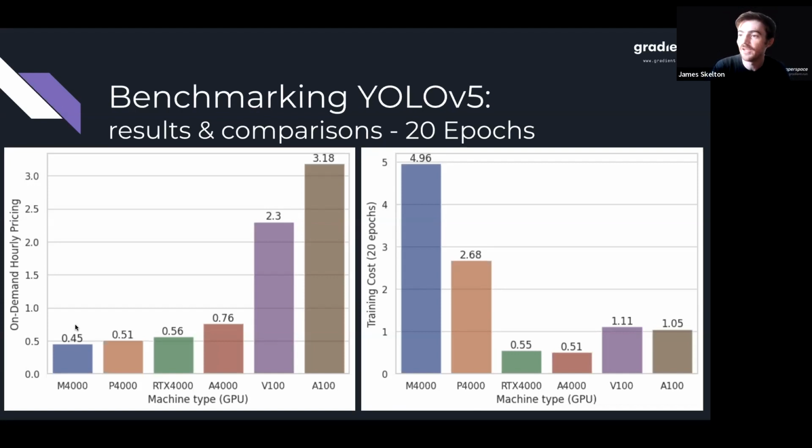As we can see, we can start to infer a bit of a story here from this data. The oldest generations of GPUs, namely the M4000 and P4000, are significantly more costly than the other options. So $4.96 total cost and 268 cents total cost.